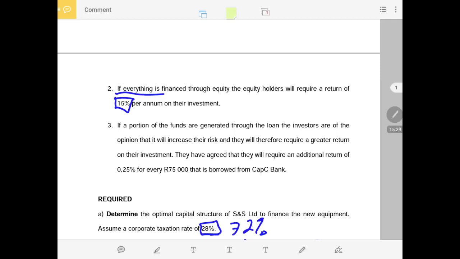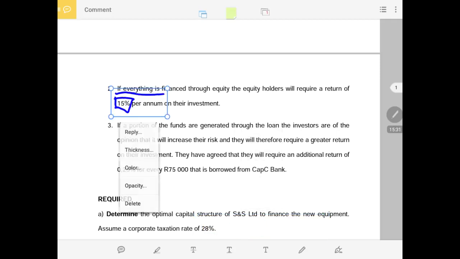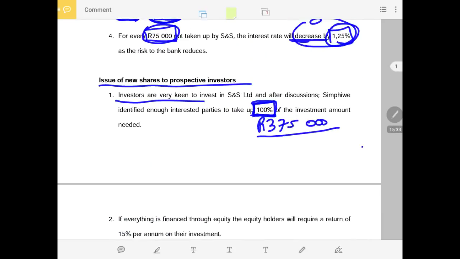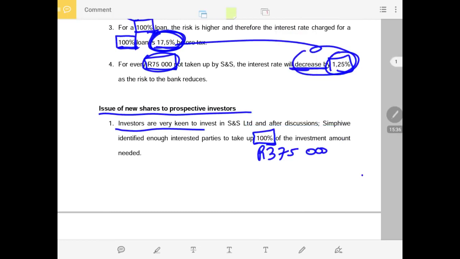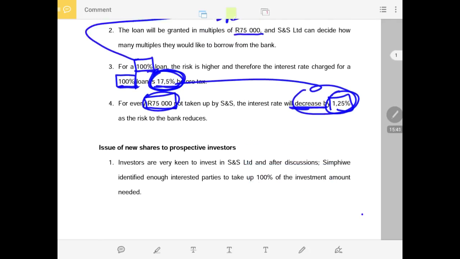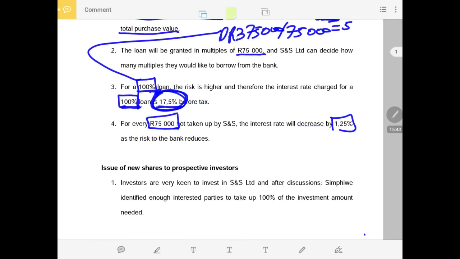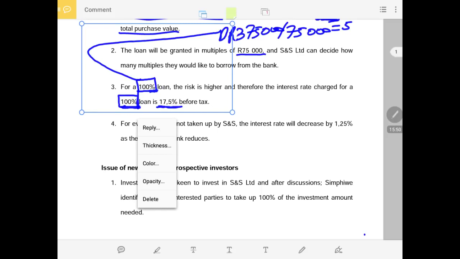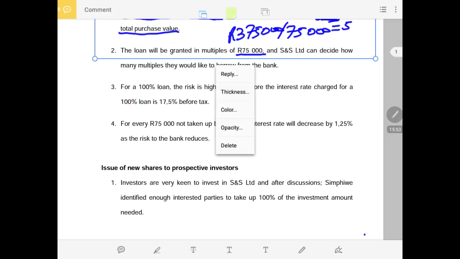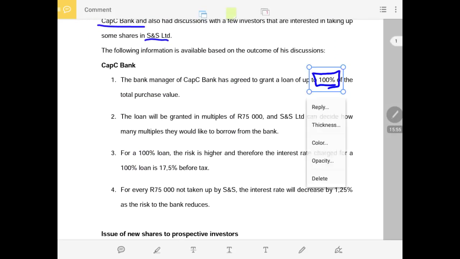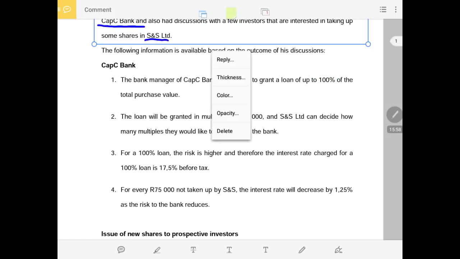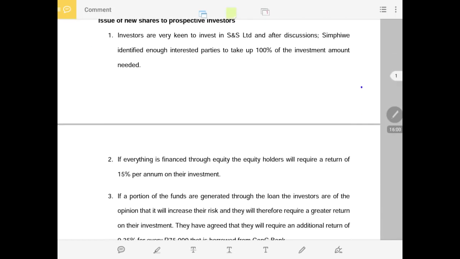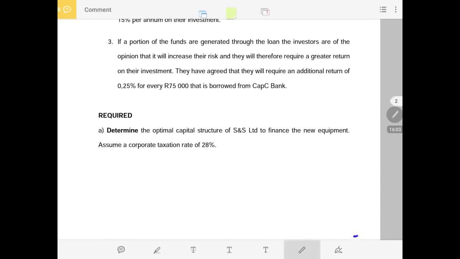Now let me go and read the requirements. We have to look at all the options and calculate the weighted average cost of capital for each of the options. Then we choose the best option, which will have the minimum or the lowest weighted average cost of capital, being our WACC. So now let me proceed in response to this question.